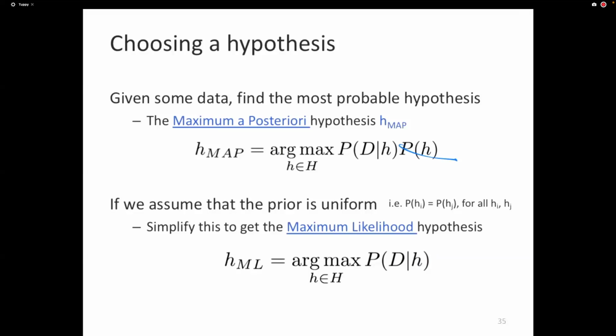I'll come to the question on Zoom. Though we can find the most likely hypothesis, can we never actually know the true posterior? We don't know the true posterior. I wouldn't say never.